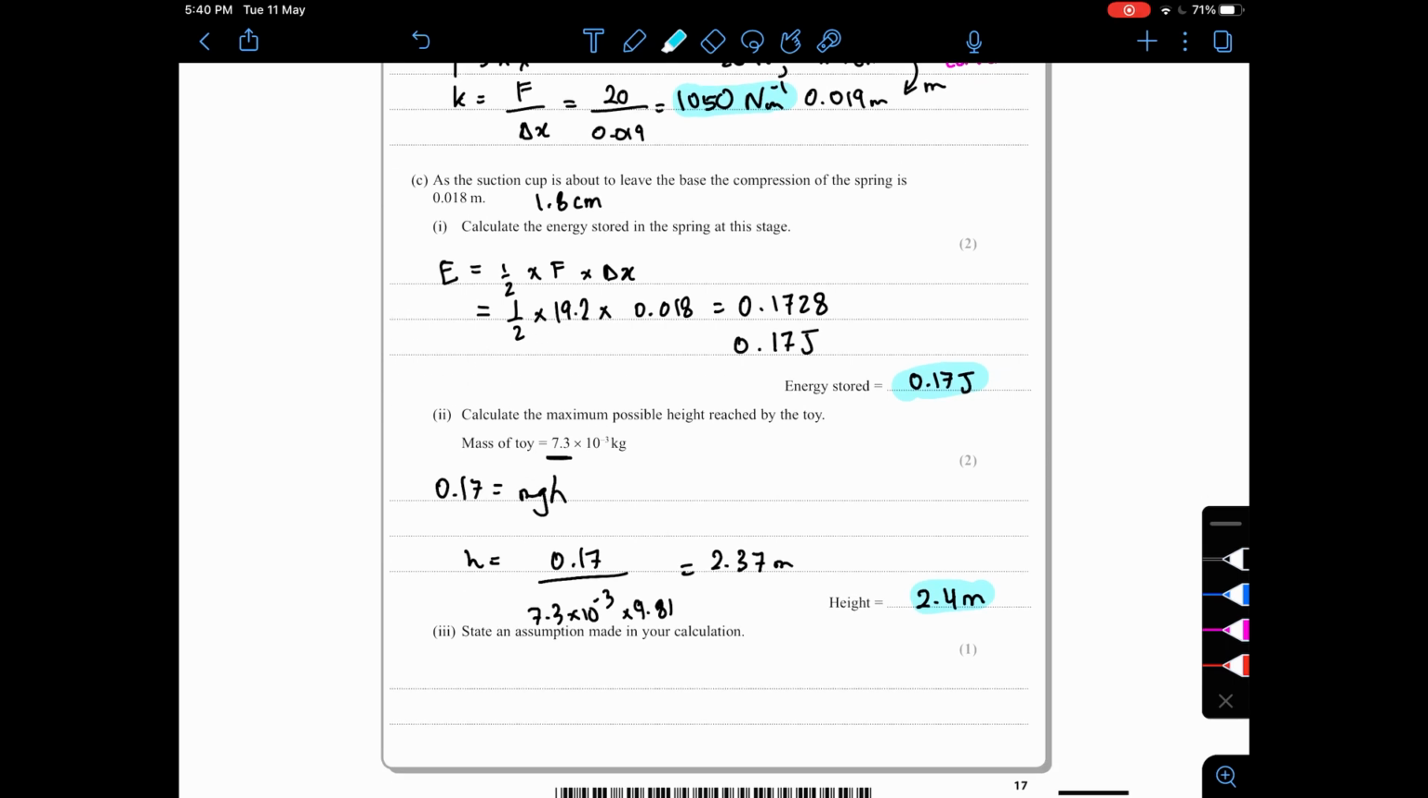State an assumption you have made in the calculation. The assumption is that all energy stays constant, right? There's no energy lost. So you can say no energy lost, or we can say all kinetic energy is transferred to gravitational potential energy once it's going up. You can also say that all the stored energy from the spring is transferred to the toy. So there's no energy lost.